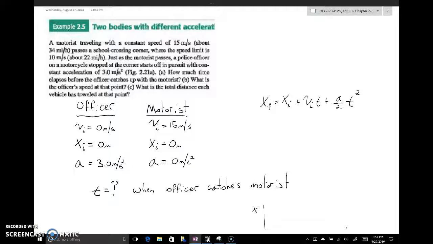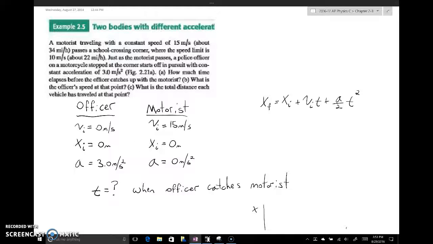All right, so let's try some more examples from your book. Example 2.5: a motorist is traveling at a constant speed, 15 meters per second. It passes through a school crossing where the speed limit is 10 meters per second. A police officer is stopped there and starts the pursuit with a constant acceleration of 3 meters per second squared.